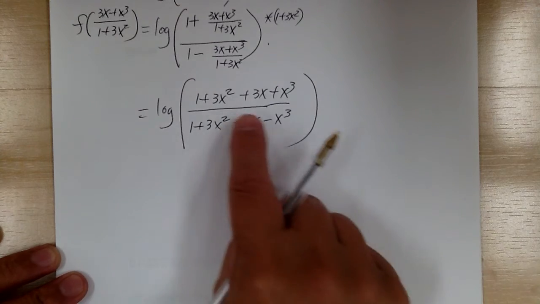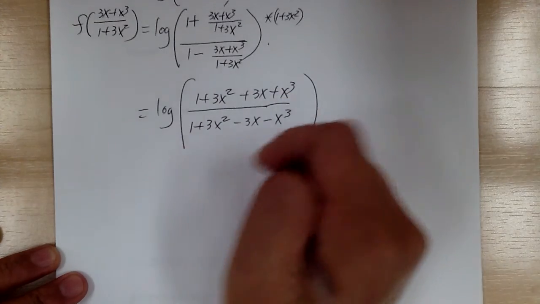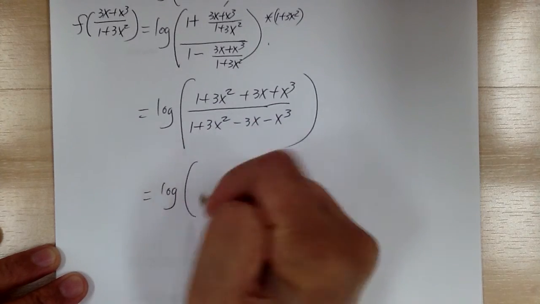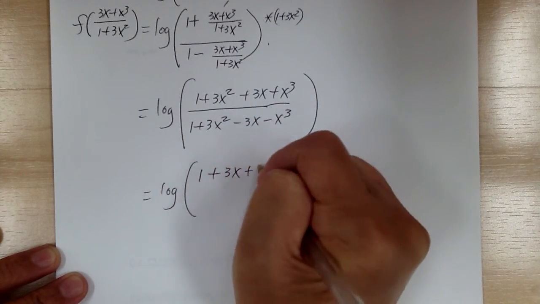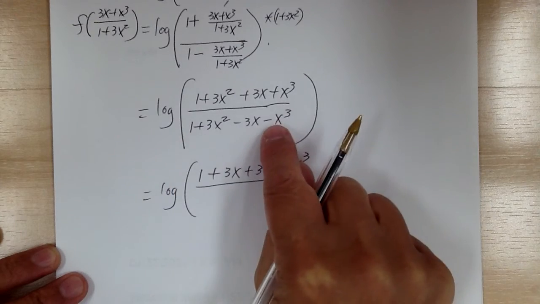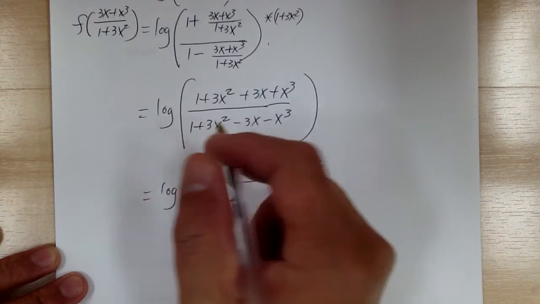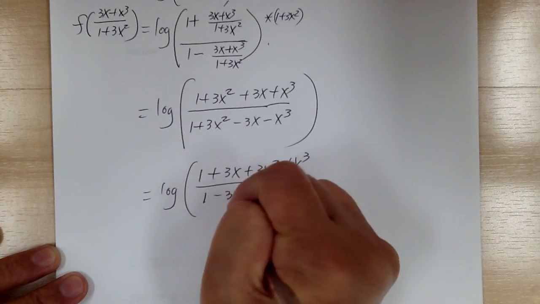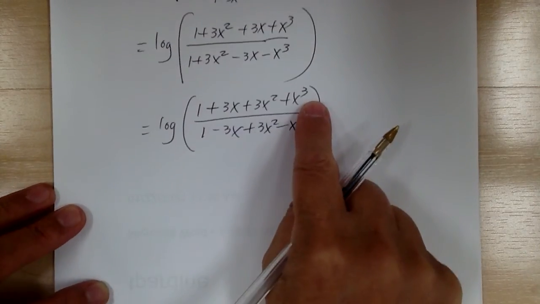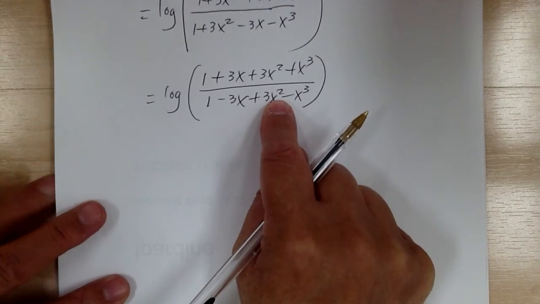Next, you've got to notice this is a cube. This is a perfect cube. So rearrange this a little bit. This is equal to log of 1 plus 3x plus 3x squared plus x cubed. The reason I don't put x cubed in the front in the second one is because it's a minus, and if you put it in front, it messes everything up. So I'm just going to put this in the back. So it'd be 1 minus 3x plus 3x squared minus x cubed. Again, this is the cube of a sum, and this is the cube of a difference.